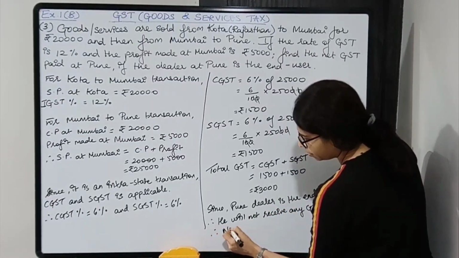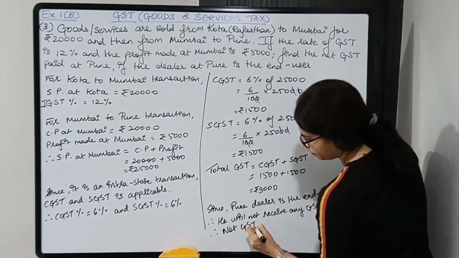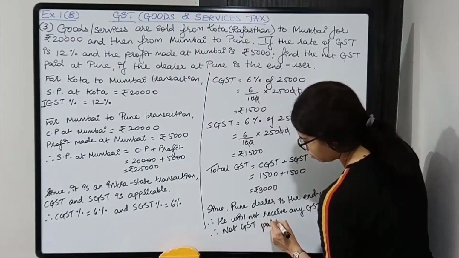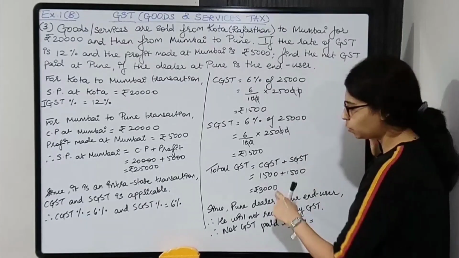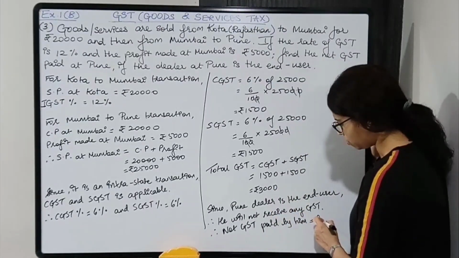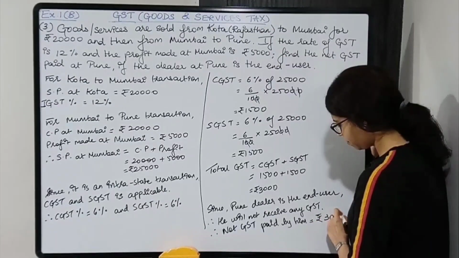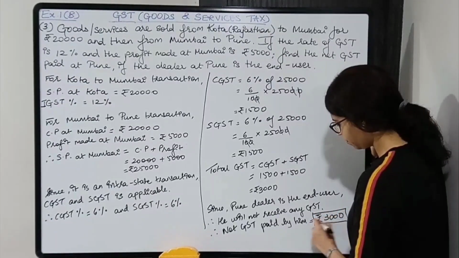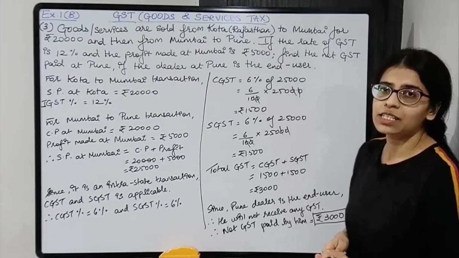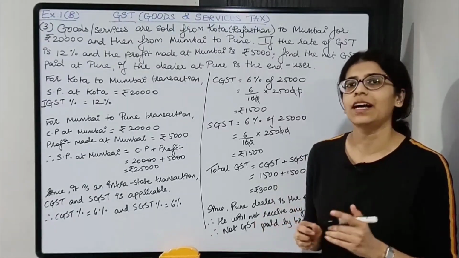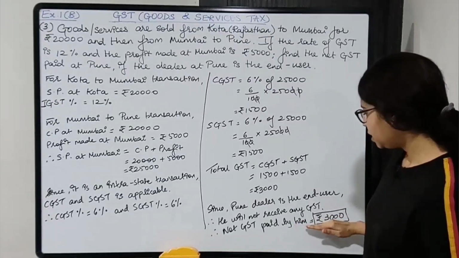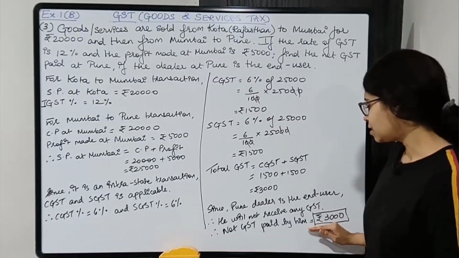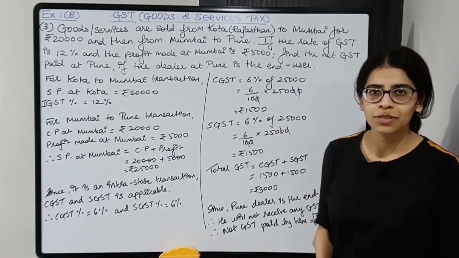Therefore net GST paid by him is equal to rupees 3,000. Okay. You can claim GST if you are registered and you are reselling it. Okay. So 3,000 rupees is the answer. Don't forget the rupee symbol. All right.